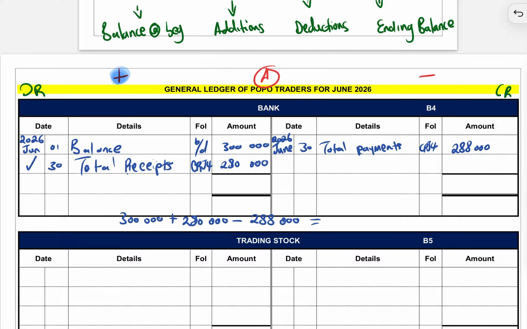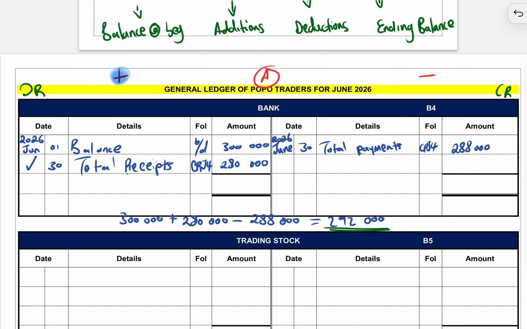So I'm going to do a quick calculation on the calculator. Minus 288,000. So in the bank account, 292,000 should be left at the end of the month. But also we need to show this 292,000 in the bank account.